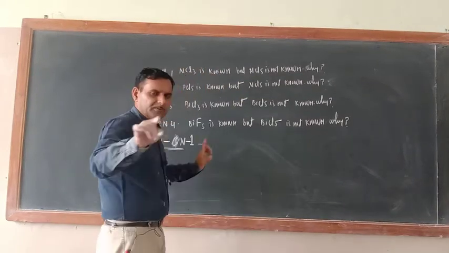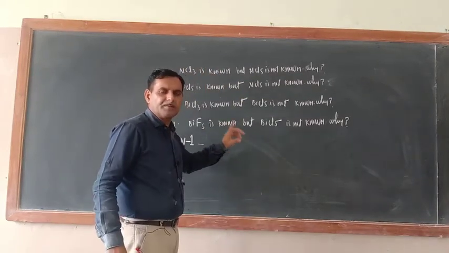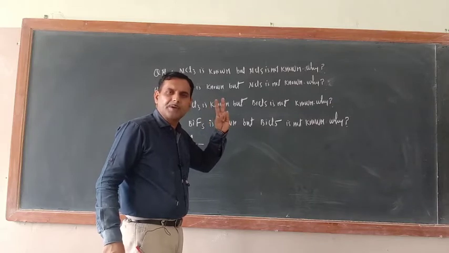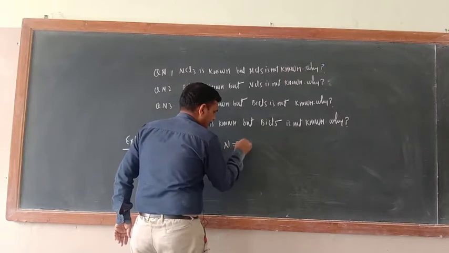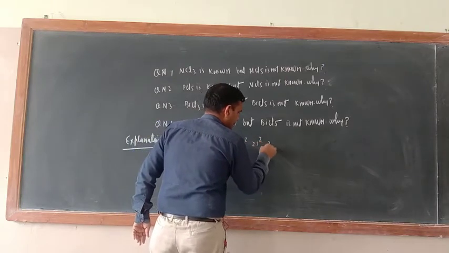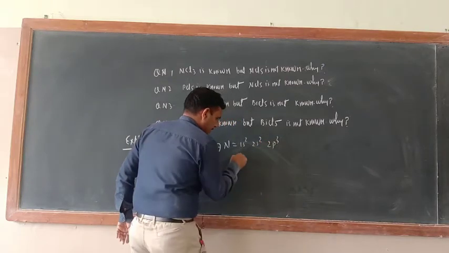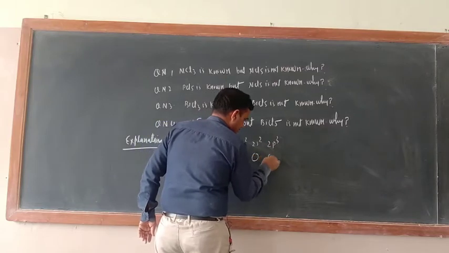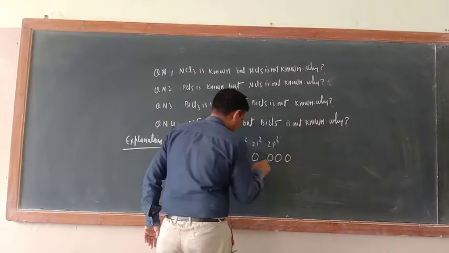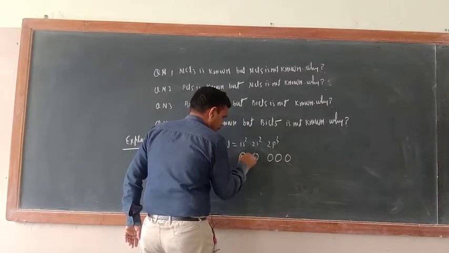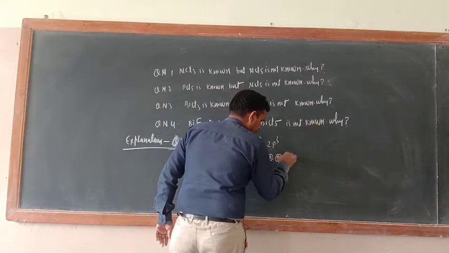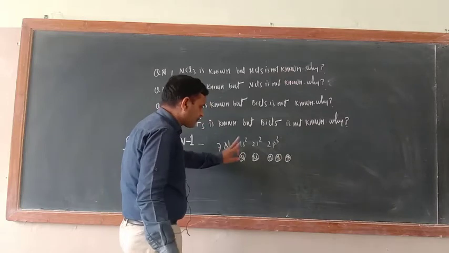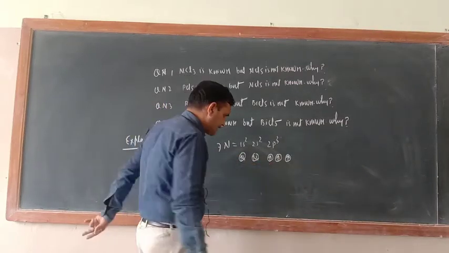Remember, for the formation of NCl5, nitrogen should have 5 unpaired electrons. Okay, so just see here. Nitrogen is 7. What is this one? 1s2, 2s2, 2p3. So this is 1s, this is 2s, and 1, 2, 3 in 2p. Here 2 electrons, and here 1 and 1 and 1. Correct or not?